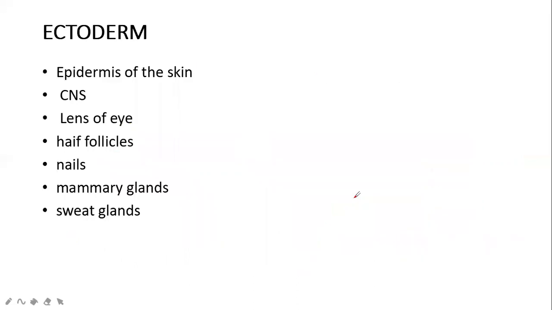So now let's talk about what we get from these germ layers. From ectoderm, we have the epidermis of the skin. So remember, the epidermis of the skin. The dermis of the skin doesn't come from ectoderm. The central nervous system, the neural tube, the lens of the eye, the hair follicles, the nails, the mammary glands, as well as the sweat glands also come from the ectoderm. These are commonly asked within the exams: the hair follicles, the mammary glands, as well as the sweat glands.